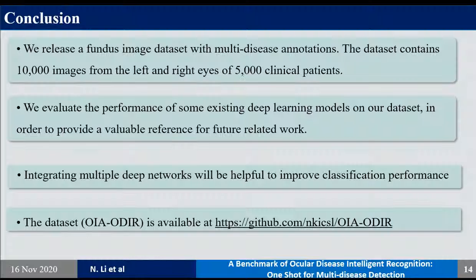Now let me summarize the content of this presentation. Firstly, we release a fundus image dataset with multi-disease annotations. The dataset contains 10,000 images from the left and right eyes of 5,000 clinical patients. Secondly, we evaluate the performance of some existing deep learning models on our dataset in order to provide a valuable reference for future related work. Thirdly, integrating multiple deep networks will be helpful to improve classification performance.